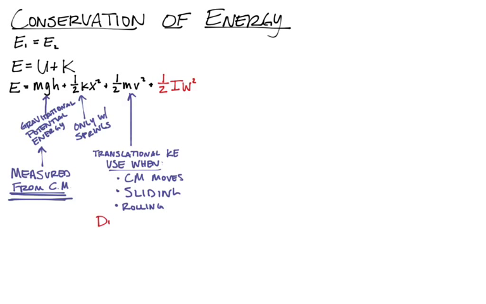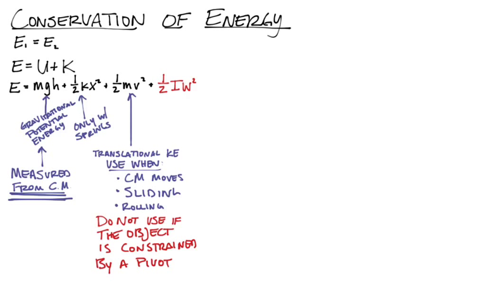You will not use this if my object is pinned down. If it's constrained in any way, this is not appropriate to use. So, if there's a pivot point, I am not going to be able to use translational kinetic energy. The specific example I'm thinking of is the rod hanging down that swings up or swings down. In that case, there's a pivot there, and it would not be appropriate to use translational kinetic energy for this object. Reducing it to its center of mass doesn't do me any favors.